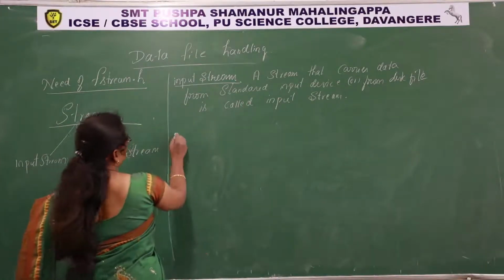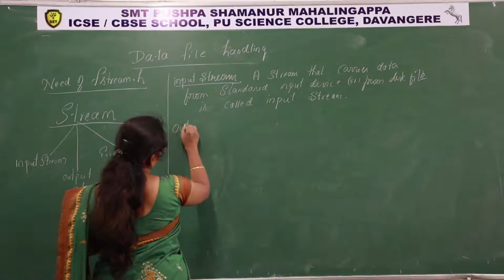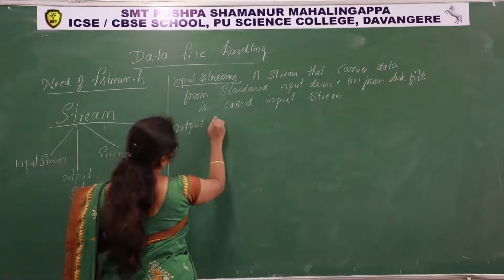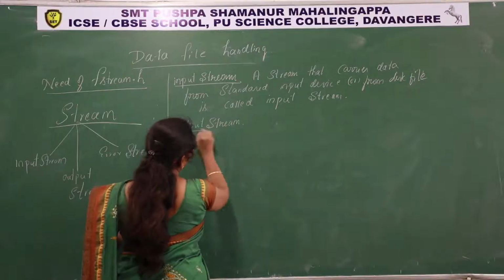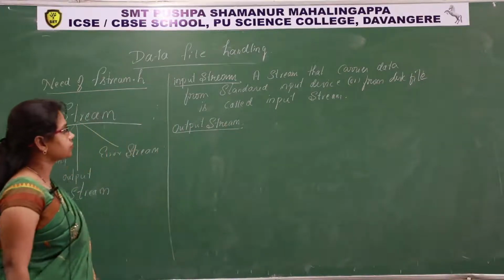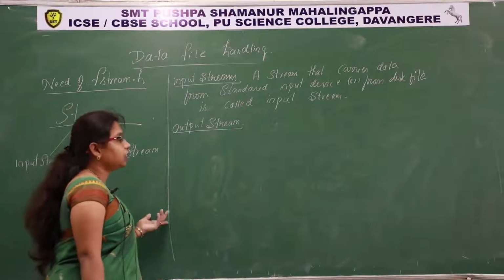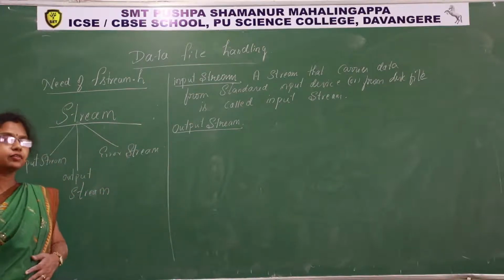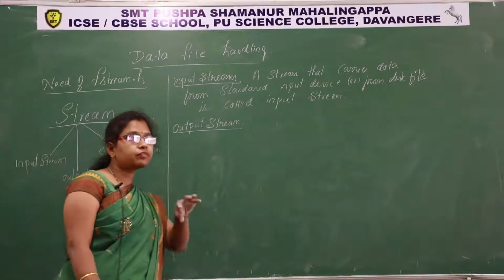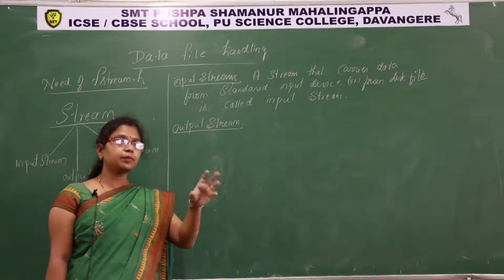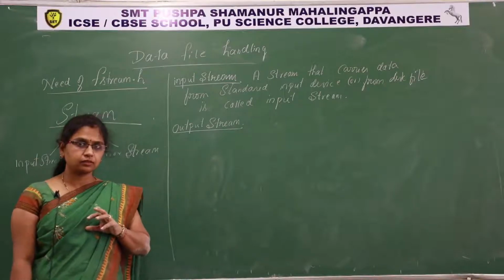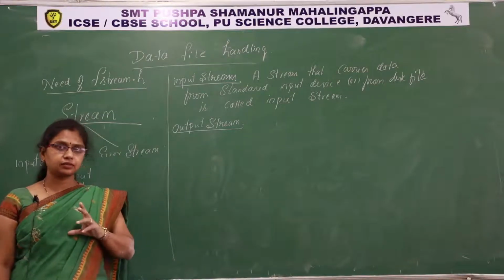Next, output stream. Here, output stream: if data is moving from the program onto the screen, displaying on the screen, okay, are you understanding?